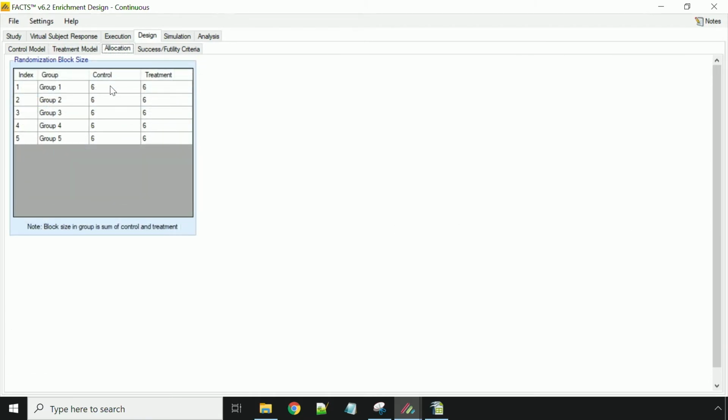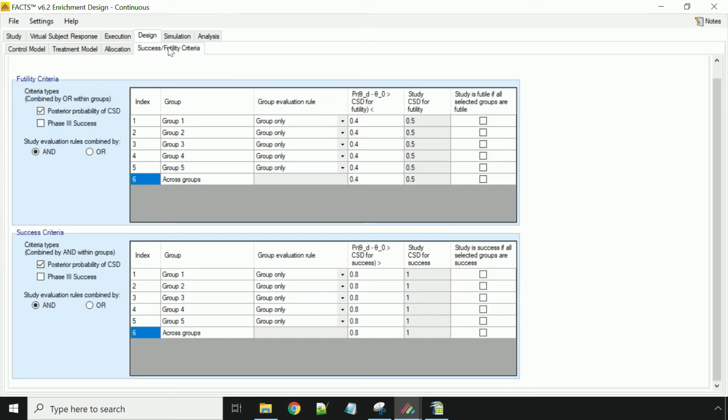Now we're going to set up our rules for the allocation. And again, this is going to be very simple. It's a fixed allocation within each group of equal allocation between control and treatment. And I'm going to say 2 to 2, so that it's going to do blocked randomization in blocks of 4. Now lastly, and perhaps slightly more complicatedly than usual, we're going to set up the success and the futility criteria.